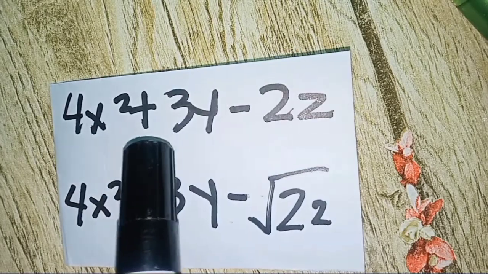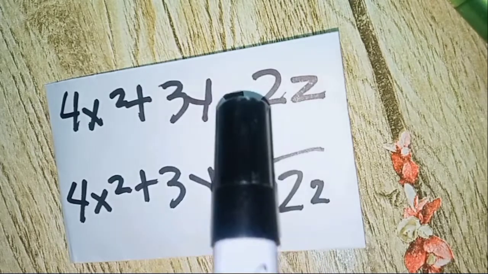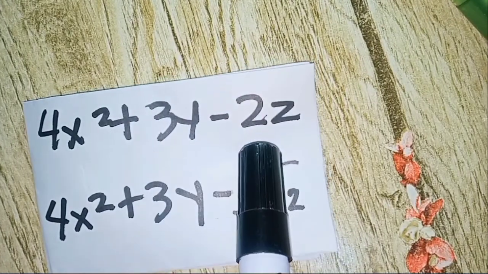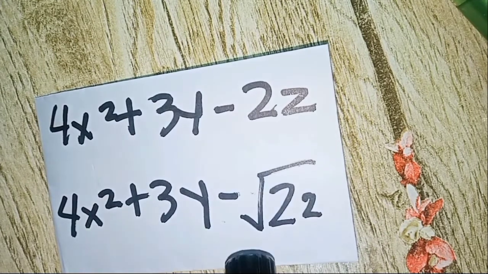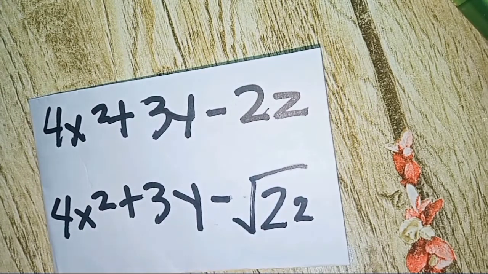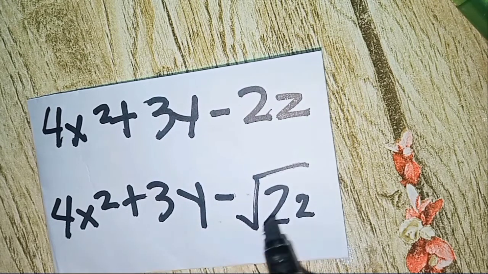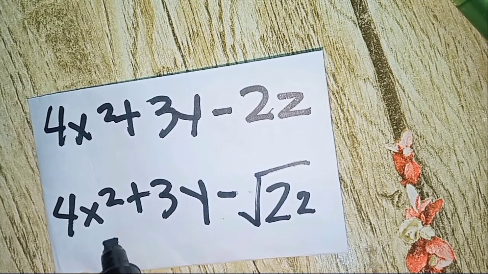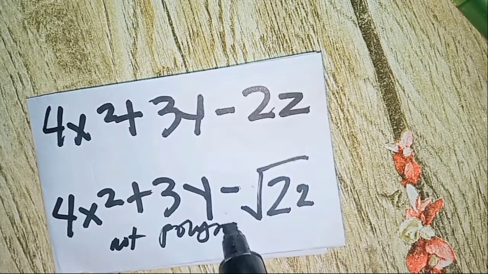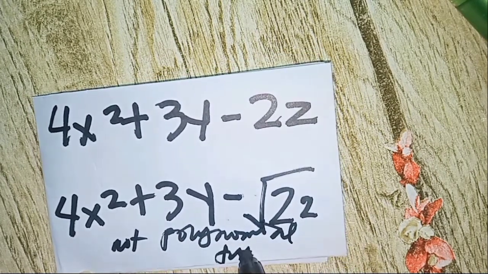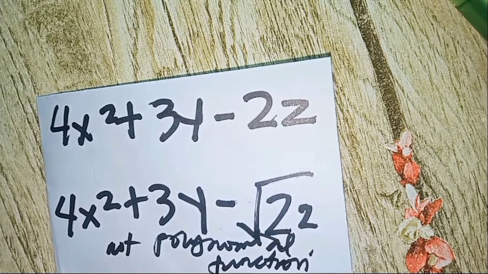Another one, the variable is not in radical symbol. For example, 4x squared plus 3y minus 2z. 4x squared plus 3y minus 2z is an example of a polynomial function. Pero kapag nakita natin na ang expression ay naka-radical, this is not a polynomial function. Sabi nga natin kanina, na sa polynomial function, wala itong radical symbol.